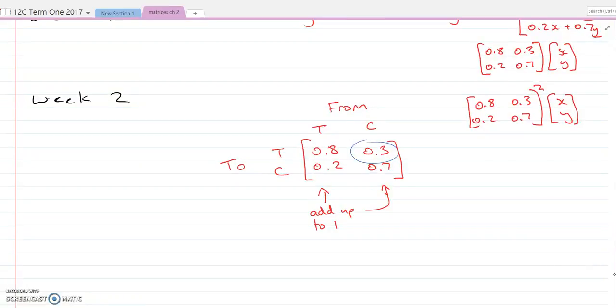So we want to look at what happens in the long run, and I am going to do this in Excel. I find Excel pretty good for this stuff. So let me open up Excel.